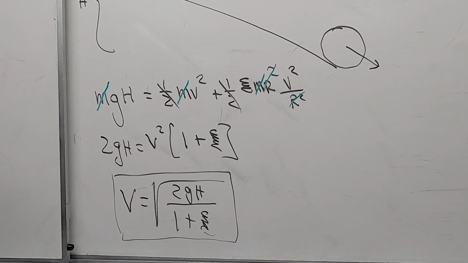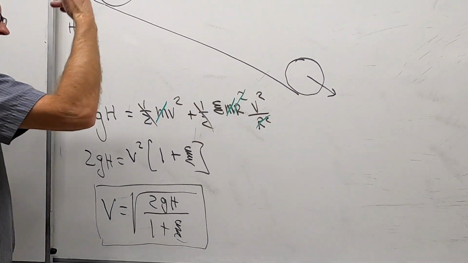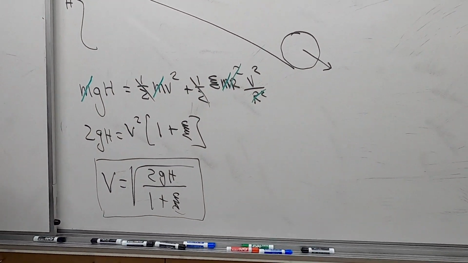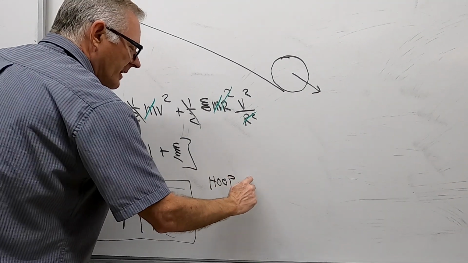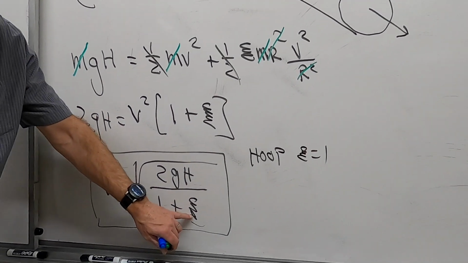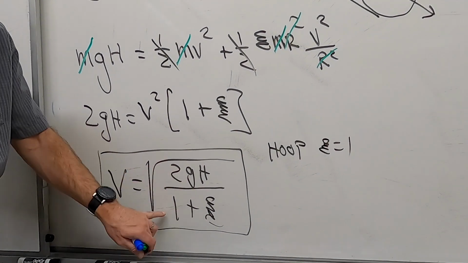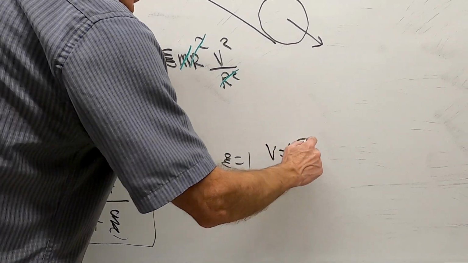I assume whoever has the largest velocity down here will win the race. So if we looked at something like a hoop, squiggly was 1. The 2's would drop out, it'd just be the square root of GH. Velocity would be the square root of GH.